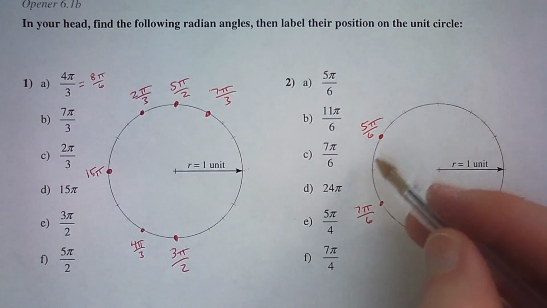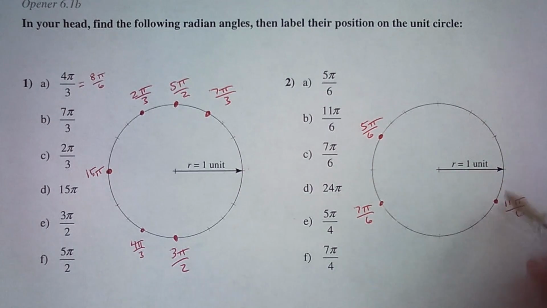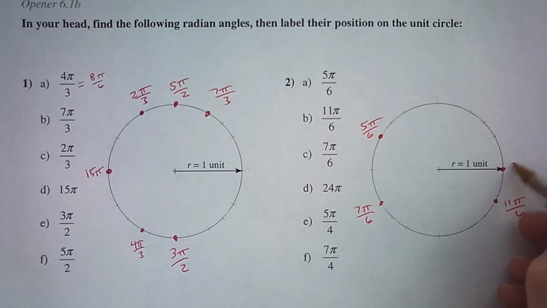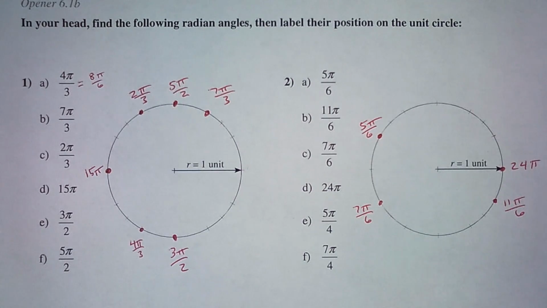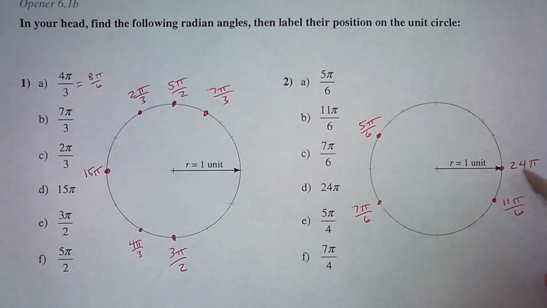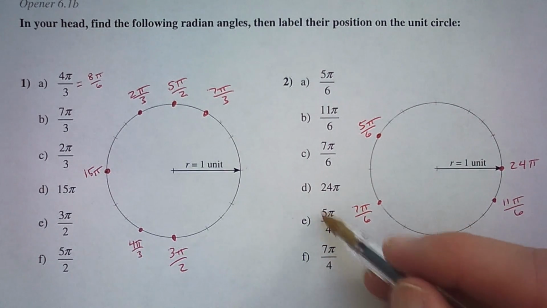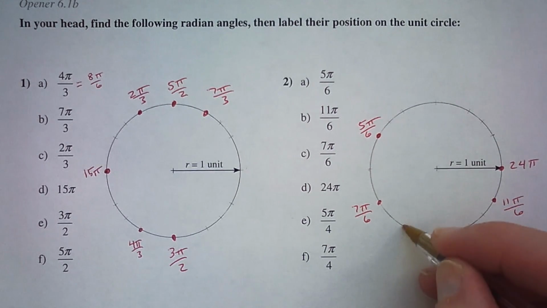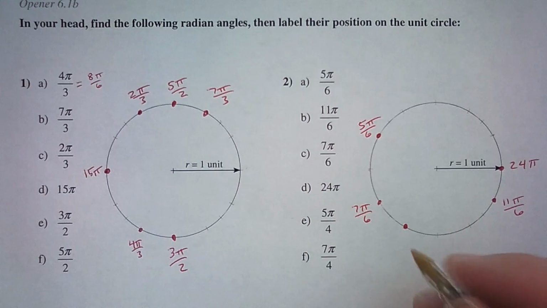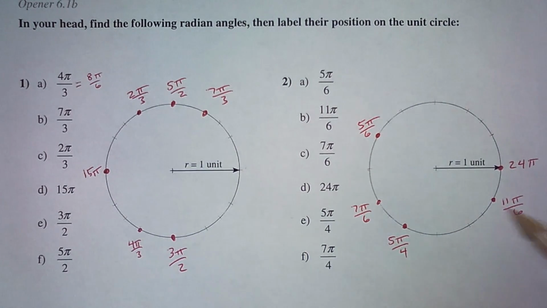24 pi, remember, 1 pi, 2 pi, odd pi's, even pi's, so 24 pi will be right here. And then we have 5 pi over 4. Now remember, 4 over 4 is 1, so 1 pi is right here. That's 4/4, and then 5/4 is right here. 5 pi over 4.